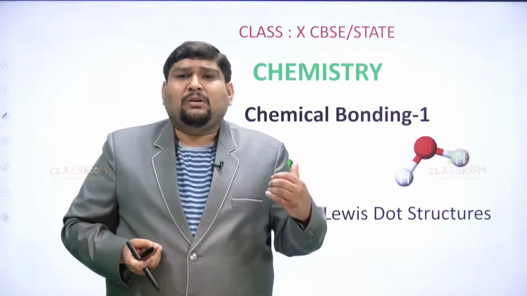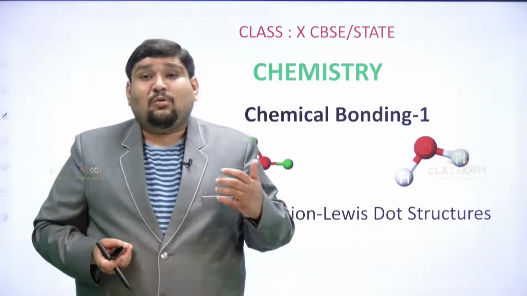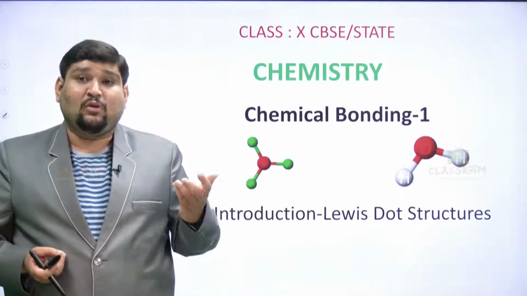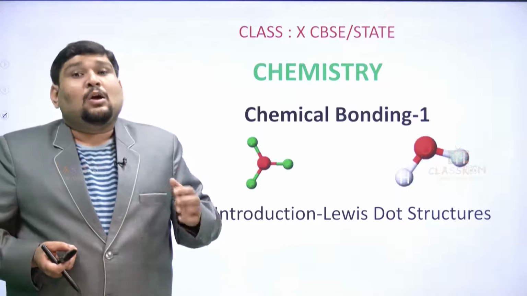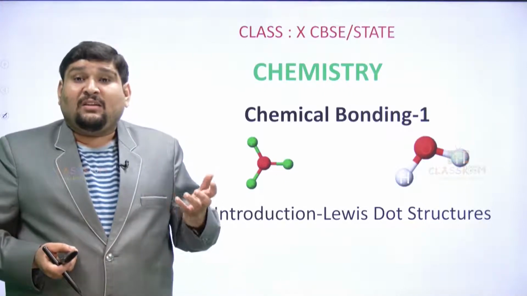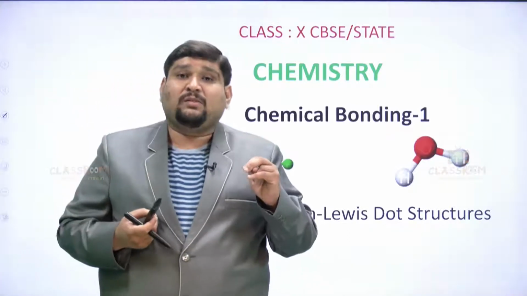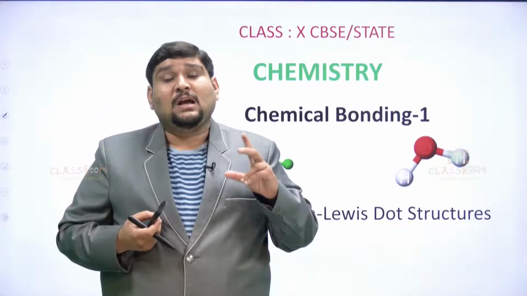Apart from that, here we are going to learn some different theories like valence bond theory, valence shell electron pair repulsion theory, which we call VSEPR theory, and the concept of hybridization. We are also already familiar with the two basic types of bonds, which we call the ionic bond and the covalent bond.